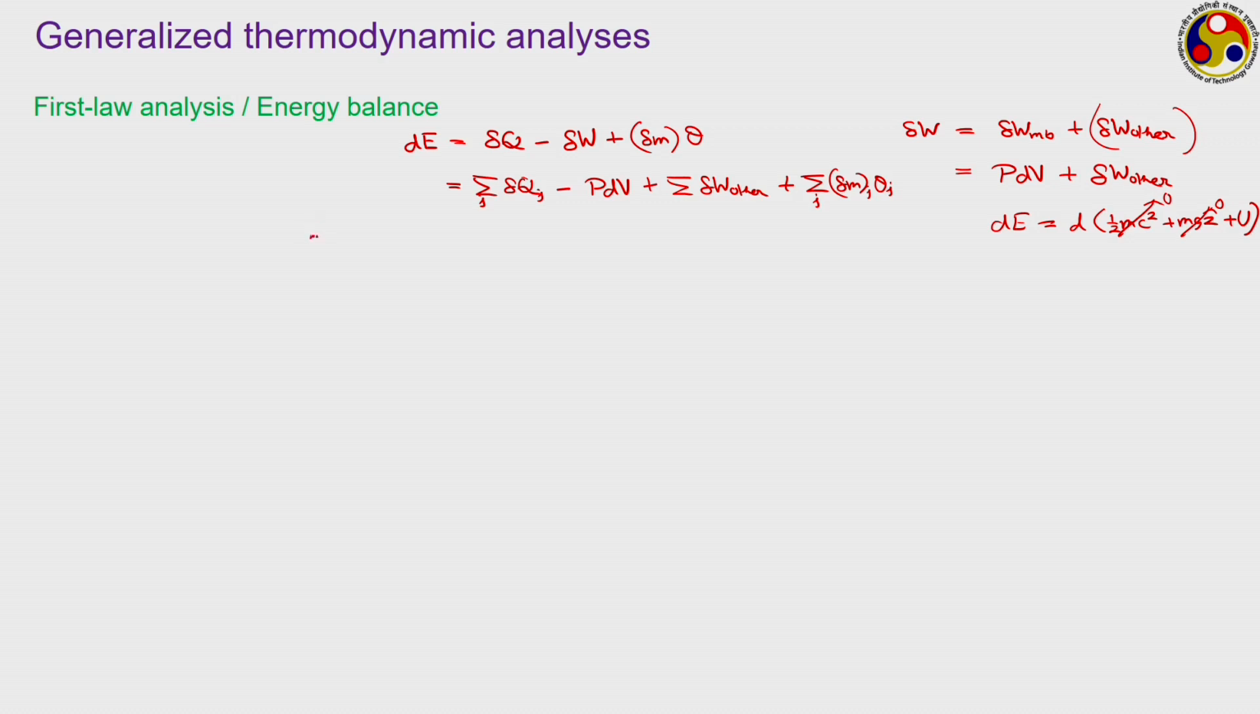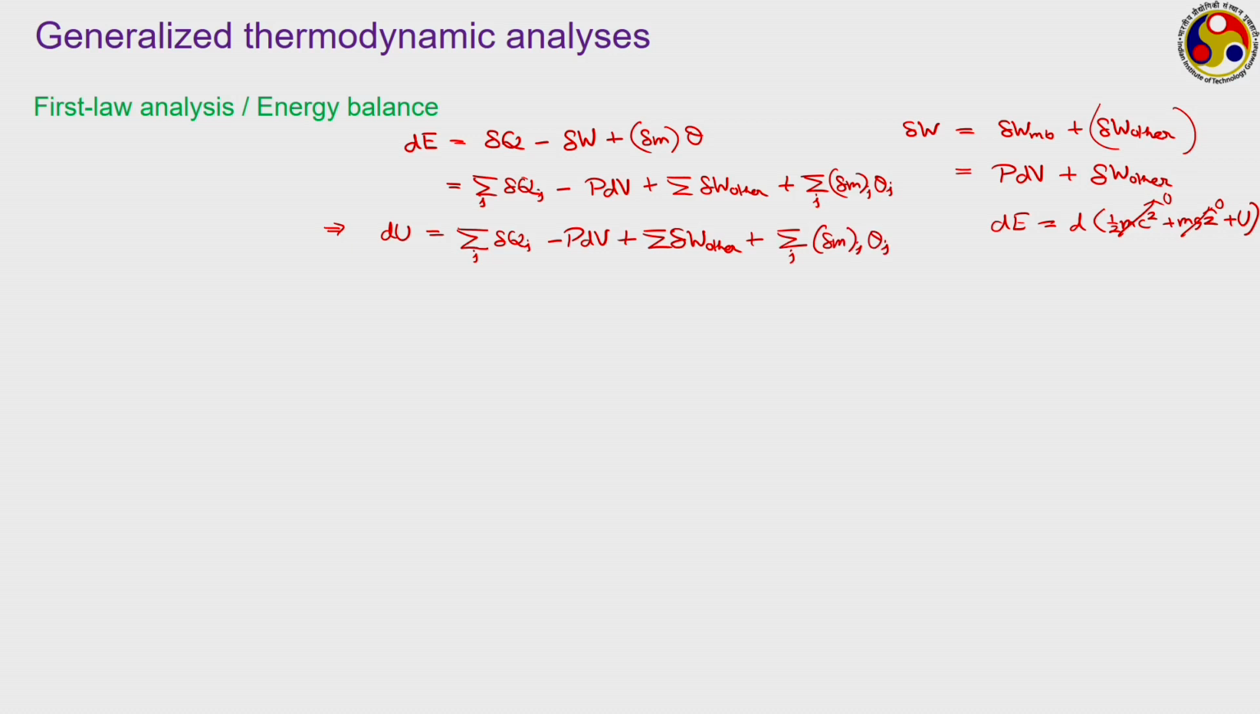And in that situation, this equation can be represented as just dU, where this energy has only the internal energy part now, equal to the right hand side, which is retained as it is. So, the summation of all possible heat interactions in the direction of Q taken to be into the system, minus the moving boundary work, plus any other kind of work interaction which can be there in certain special cases, plus summation of j, delta m j theta j, all possible kinds of mass interaction. This is a general equation.